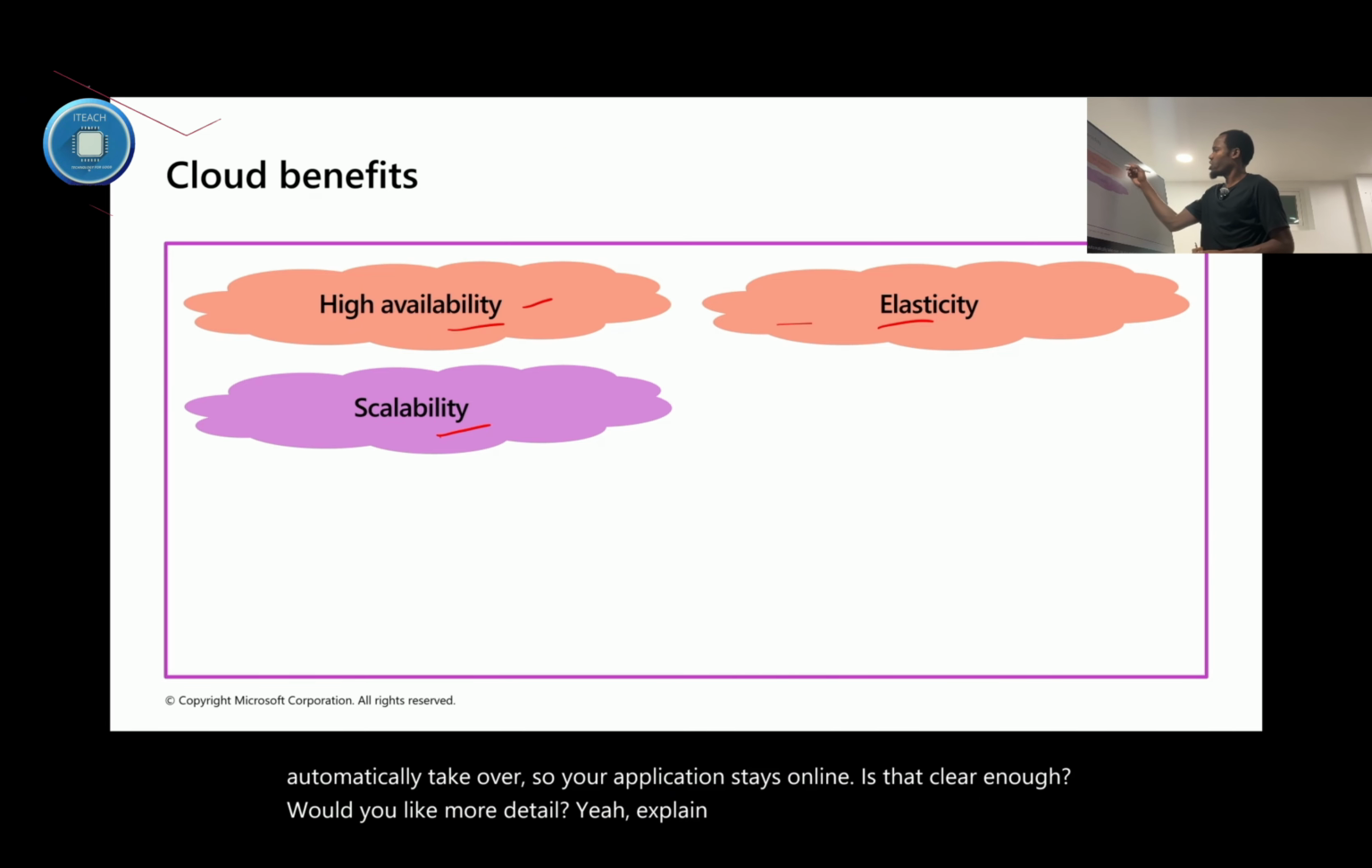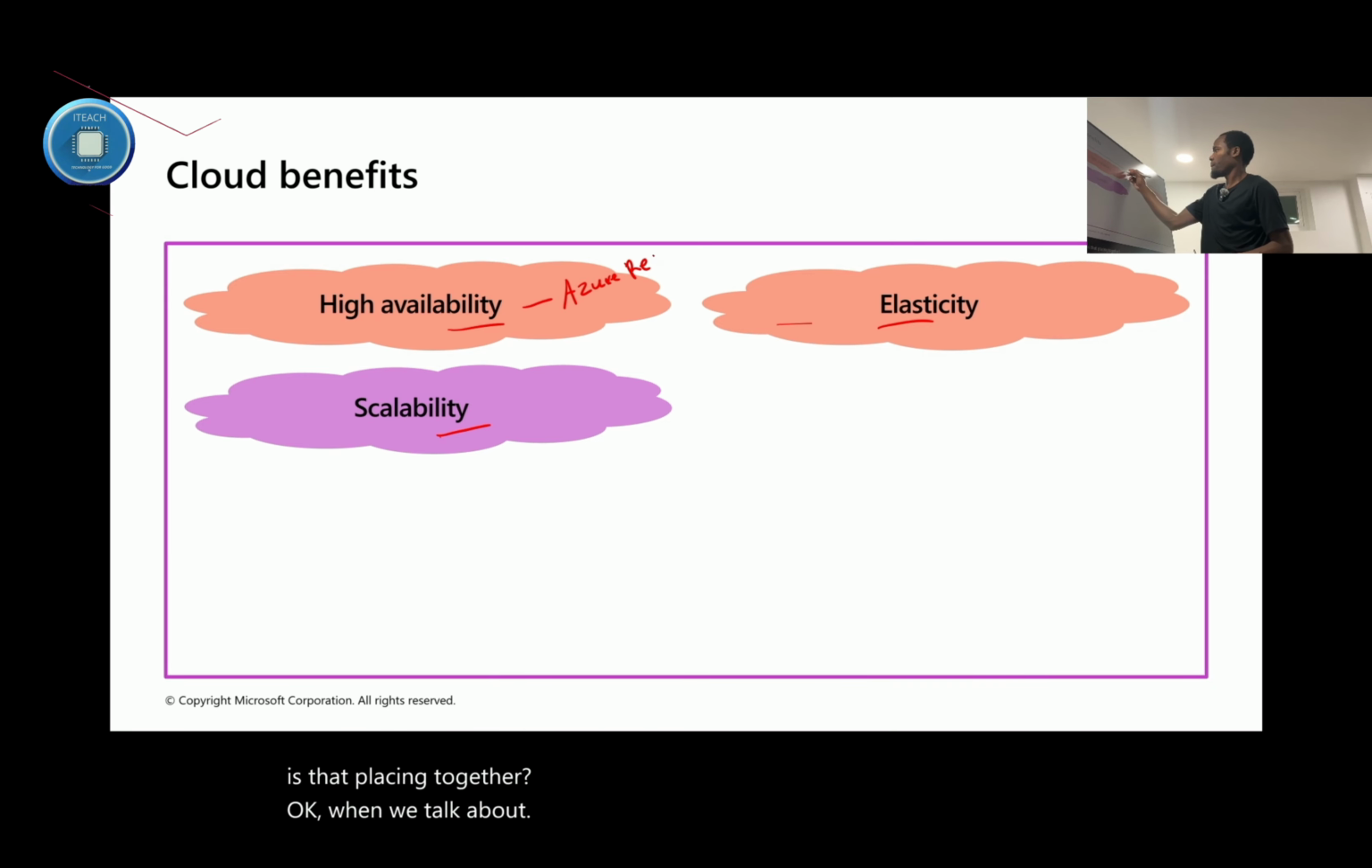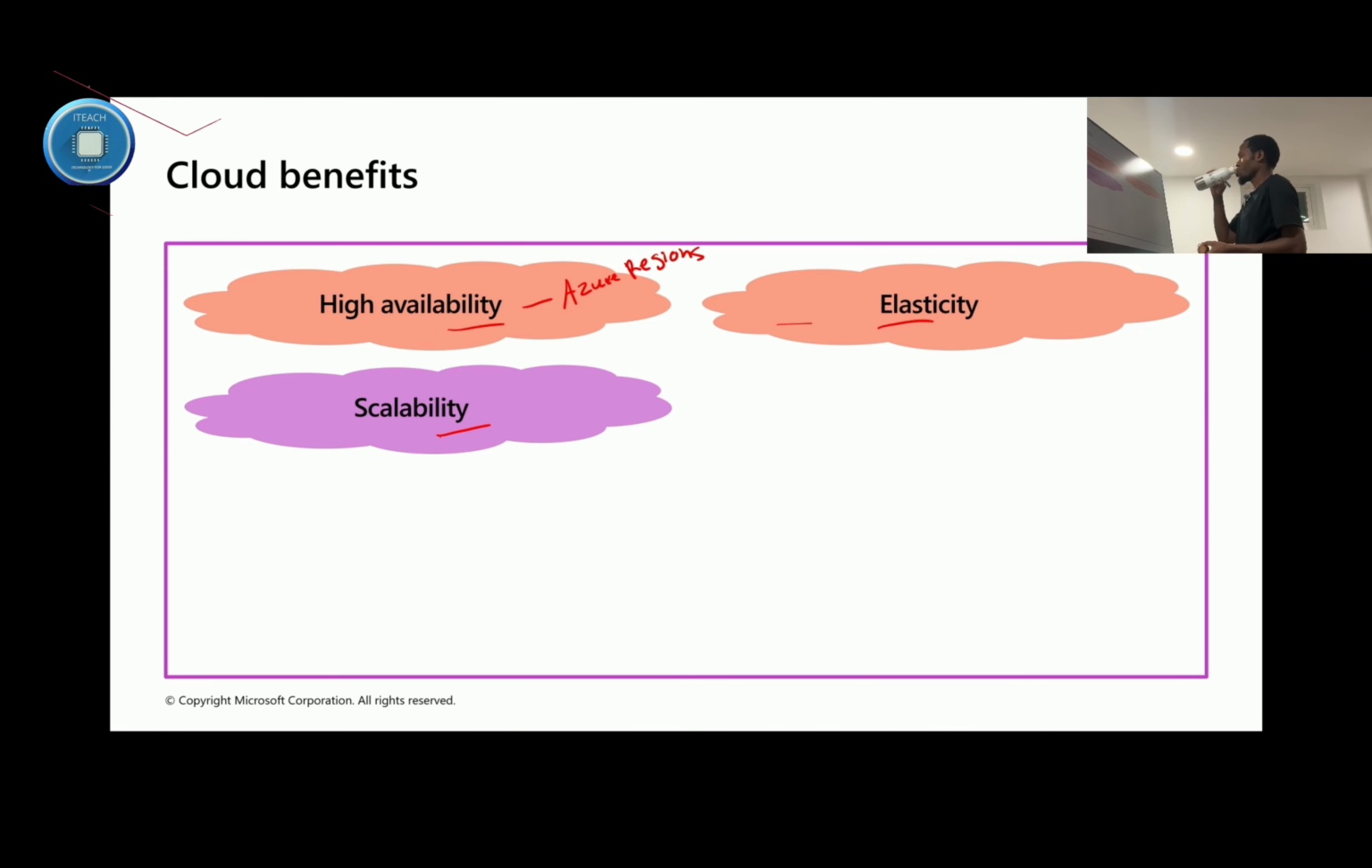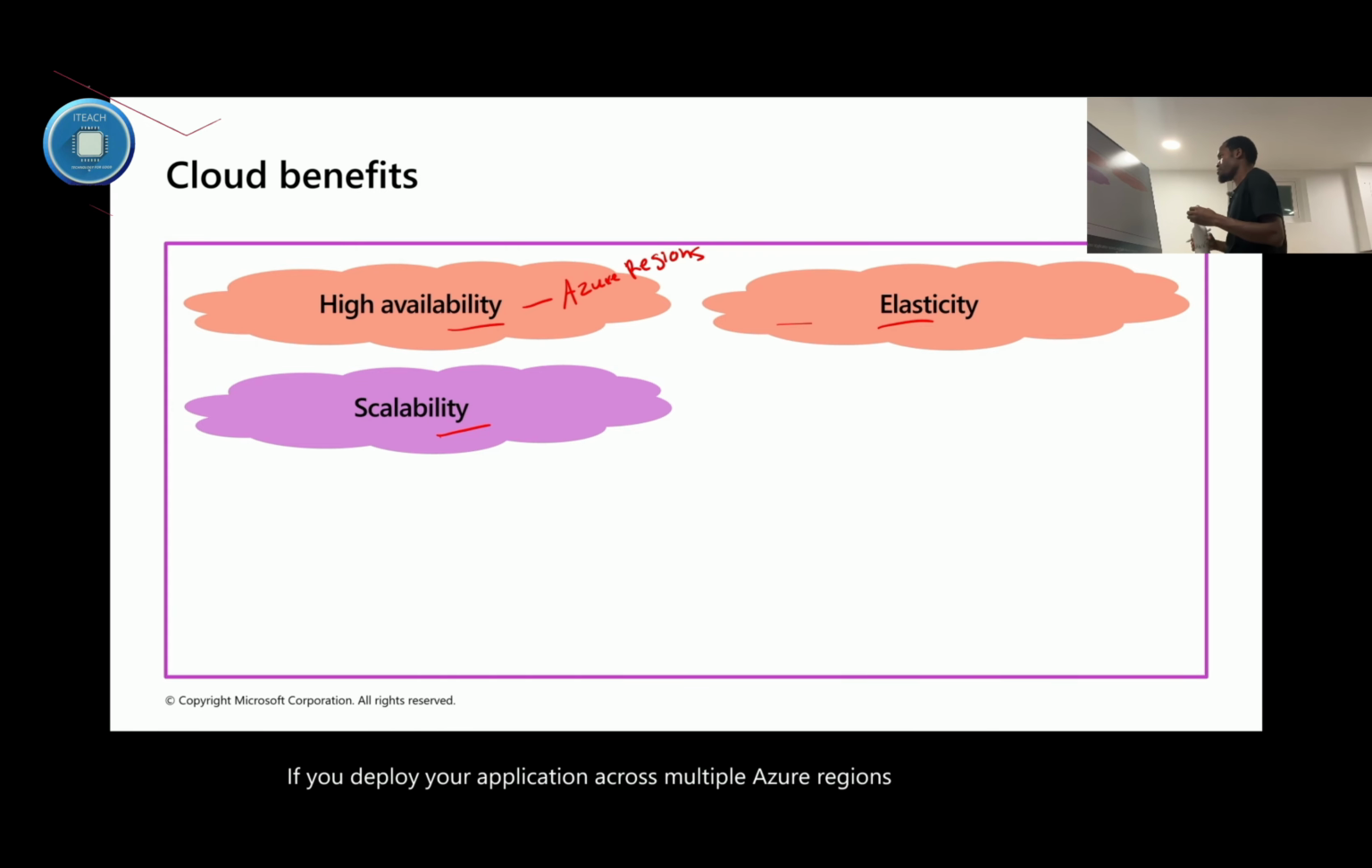Connect that to Azure regions. How does that play in together? When we talk about high availability in the context of Azure regions, it means that Microsoft has data centers distributed around the world. These data centers are grouped into regions. If you deploy your application across multiple Azure regions and a region experiences an outage, your application will stay online because the application in other regions will continue running. Is this a helpful explanation for you?